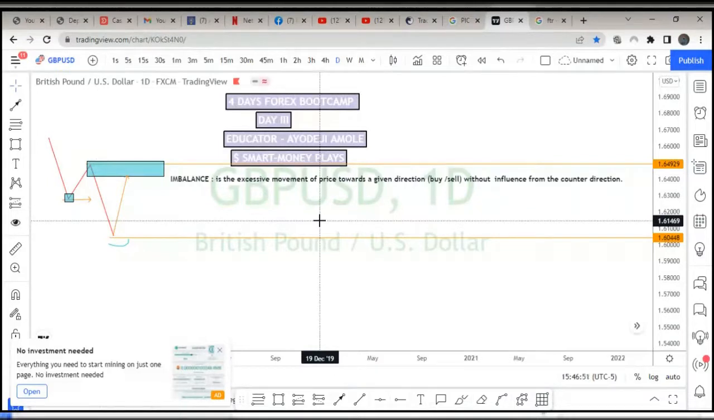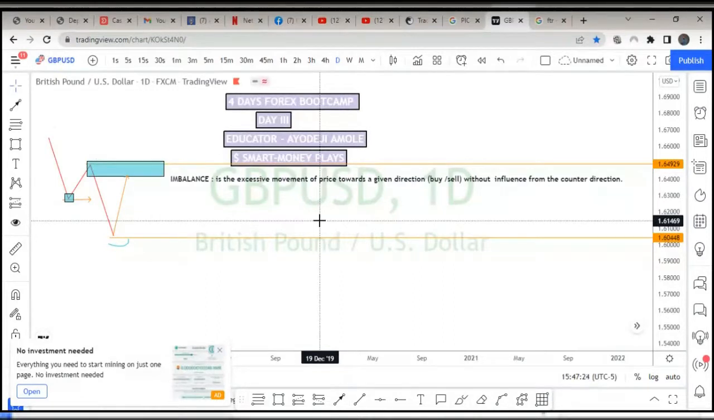When this is not happening, that means a particular order is higher than the other. Maybe the order coming for the buy is higher than the order coming for the sell, or the order coming for the sell is higher than the order coming for the buy. When this happens, it creates incomplete price action.